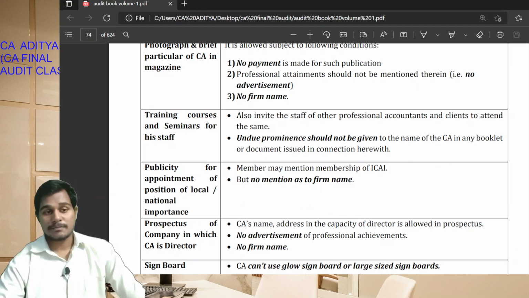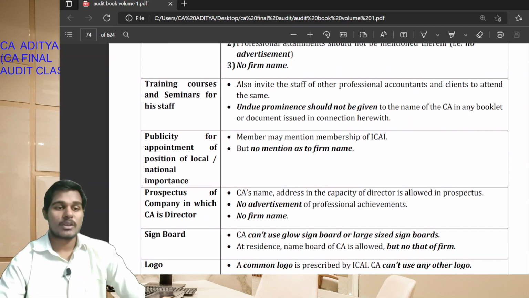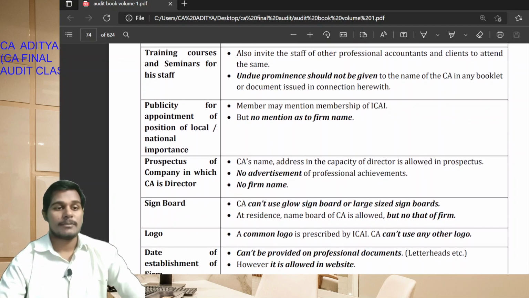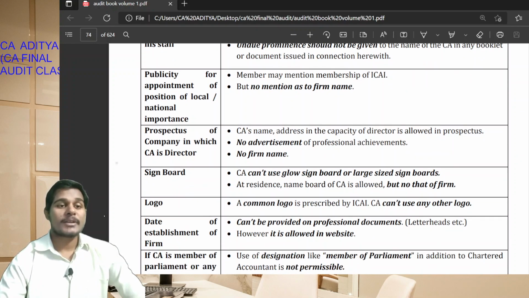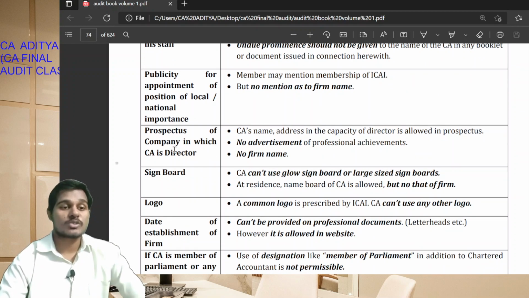Okay students, only the important topics are discussed here. That is why I am skipping the topics. Publicity for appointment of local is not important students.